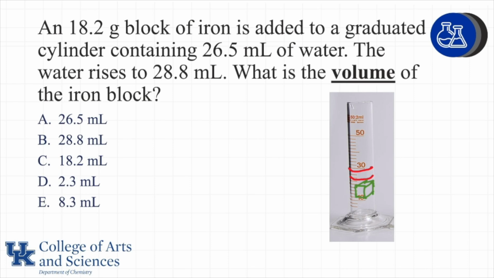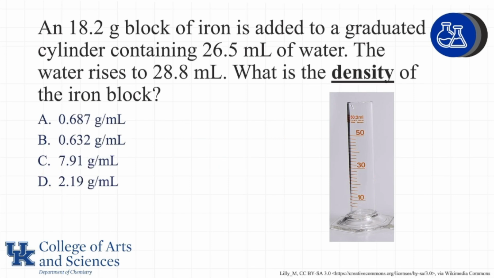So what is the volume of the iron block? So this is the volume by displacement because the iron pushed the water up, and the volume of the iron equals the change in volume of the water. So we take the difference in those two values, 28.8 minus 26.5, and we get volume of 2.3 milliliters. So D is the correct answer.